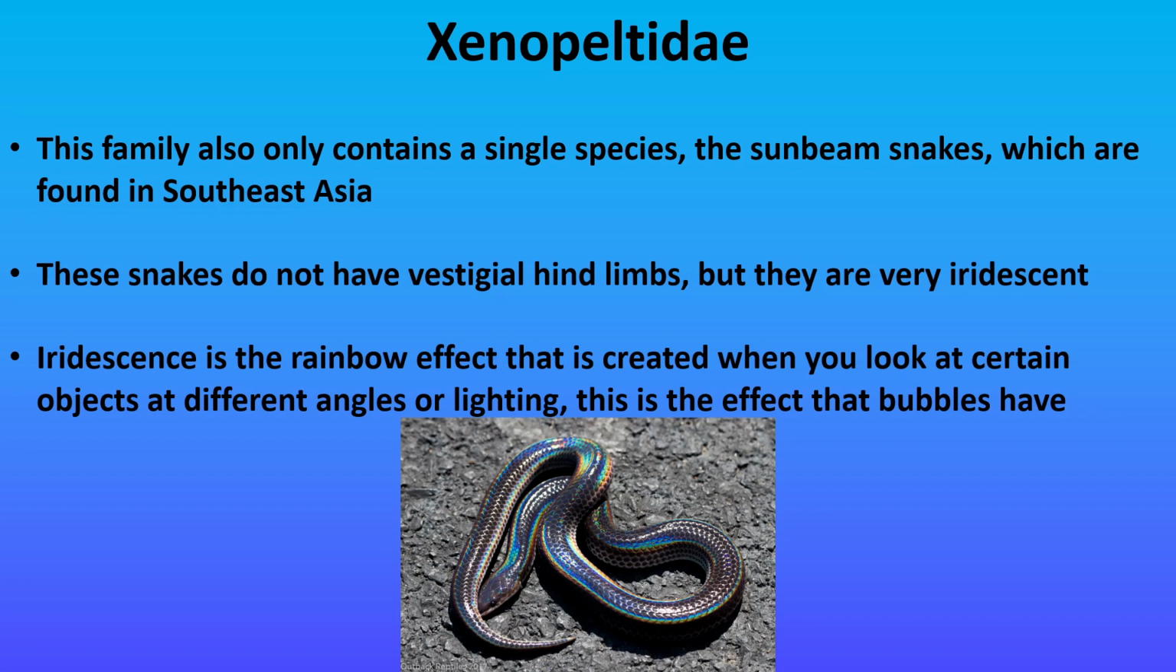Next are the Xenopeltidae, and this family also contains a single species, the sunbeam snakes, which are found in Southeast Asia. These snakes do not have vestigial hind limbs, but they are very iridescent. Iridescence is the rainbow effect that is created when you look at certain objects at different angles or lighting. This is the effect that bubbles have, and you can see that effect in the picture at the bottom.